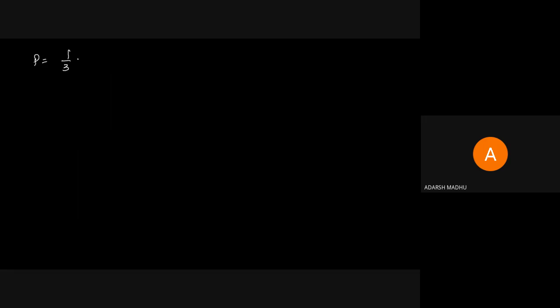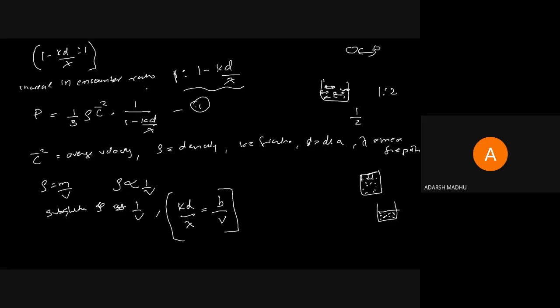Rho is 1/V into 1/V, c bar square, into 1/(1 - kd/λ), p/V. Okay, and I am taking this 1 minus b by v to the left side, and v also to the left side. PV into 1 minus b by v equal to c bar square by 3. Okay, and this c bar square by 3, PV into 1 minus b by V, equal to RT. This is equation 2.